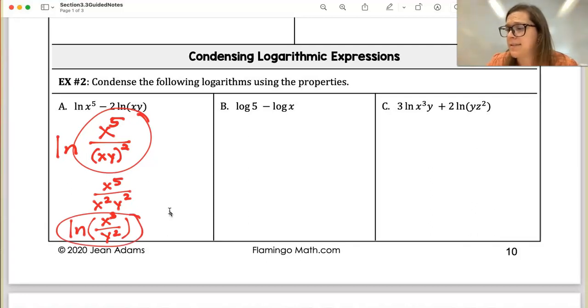For b, this one's a nice easy one. That would just be log of 5 over x. Put parentheses around it, just kind of group it together.